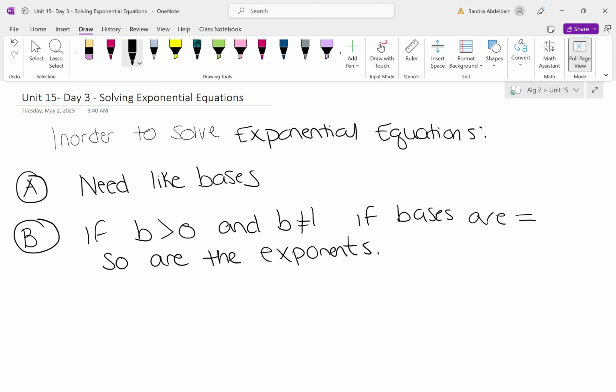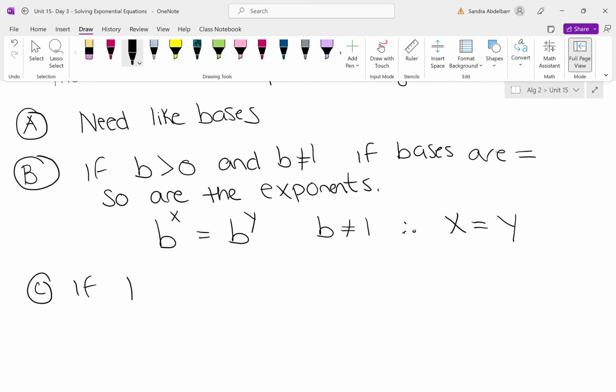I'll show you what I mean. So that's telling us if I have b to the x is equal to b to the y, and we know b does not equal 1, then we can conclude that x is equal to y. That's what that means. And if we have b to the x equals a to the x, I'm telling you this equation, even though I've used 2 different variables for their bases, if the equation's equal and their exponents are equal, don't their bases have to be equal? Yes. So as long as x does not equal 0, then b has to equal a.